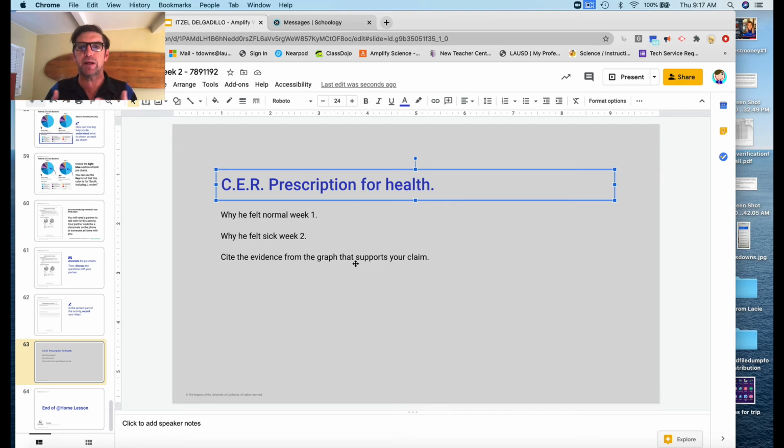A prescription means telling somebody how to do something for him to get healthy. So it's like you're the doctor. You can't call you a doctor because you're just student researchers. But as a student researcher, this is your recommendation on how to get his gut healthy. All right, so this is a 5 to 7 sentence prescription for health.